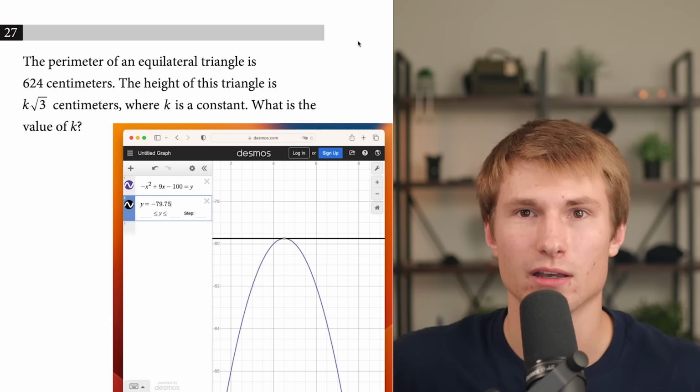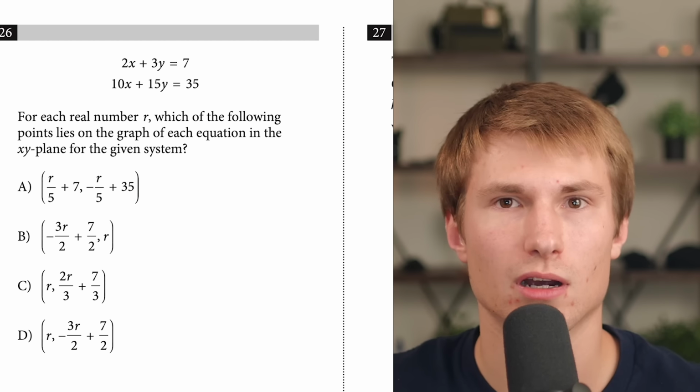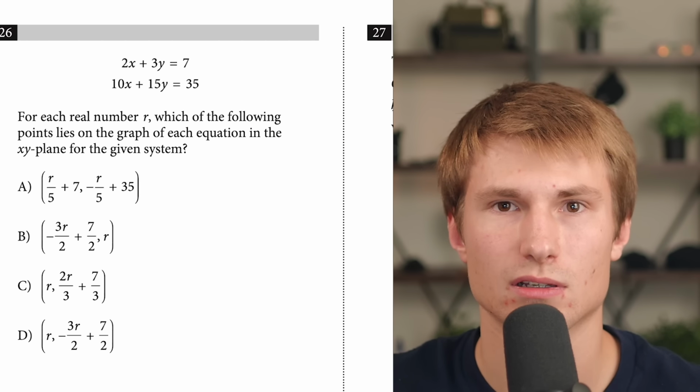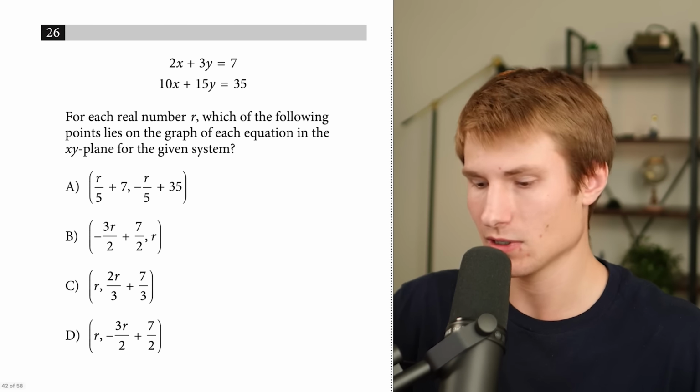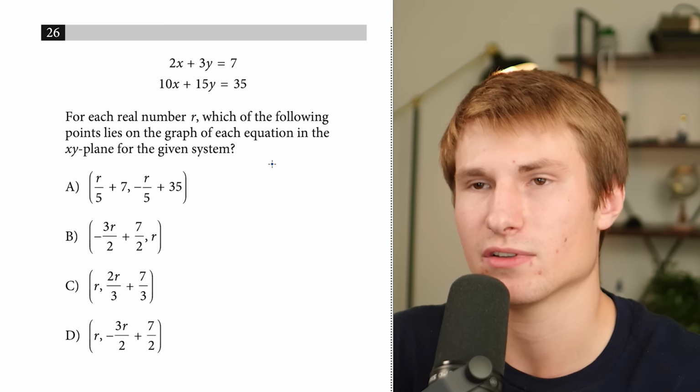Okay, question 26 right there. Let me go ahead and hide Desmos now. All right, sweet. So question 26. See if I can get over there. There we go. All right, perfect. For each real number r, which of the following points lies on the graph of each equation in the xy plane for the given system?